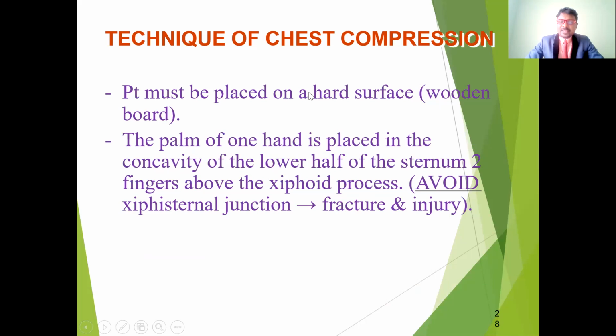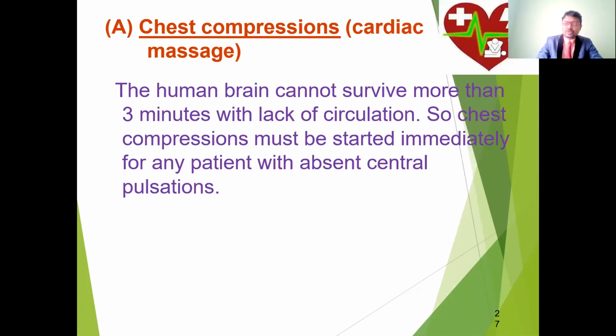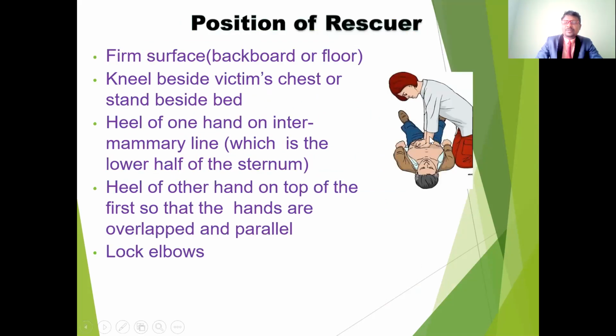The patient must be placed on a hard surface or a wooden board. The patient should be comfortable, which means always in a straight position. Next, we have to give the proper positioning to the rescuers. If there is one person, they stay beside the body; if two persons, one should be behind the head and one beside the body. The palm of one hand is placed on the concavity of the lower half of the sternum, two fingers above the xiphoid process. This is the xiphoid process, and the force is going to be applied here, in the lower sternum area.